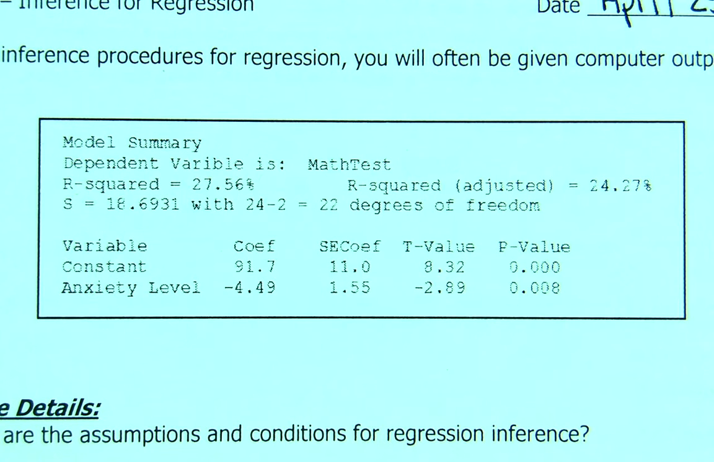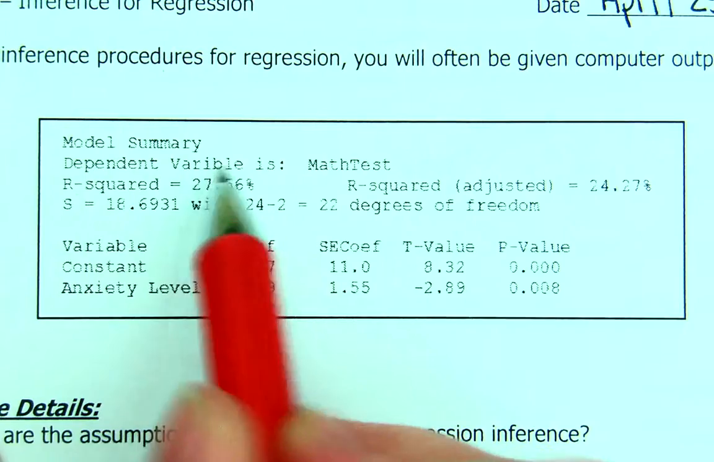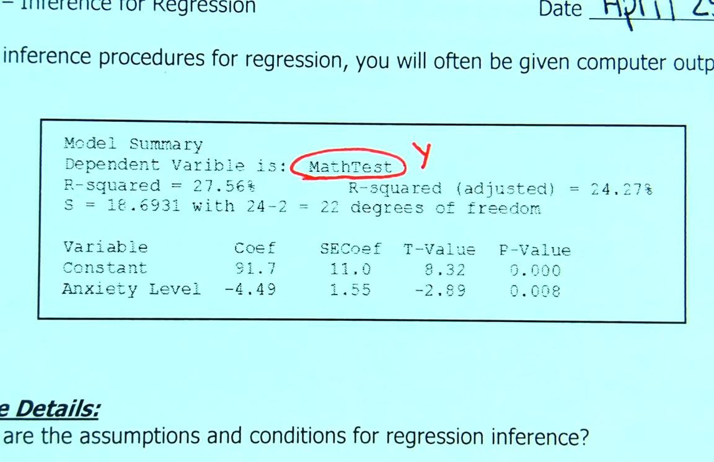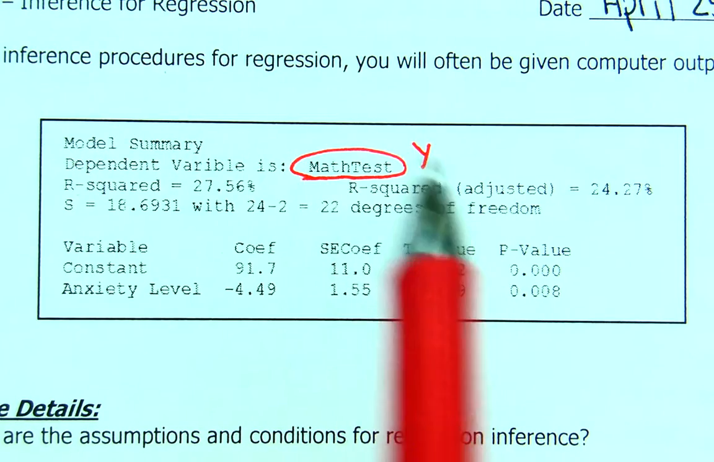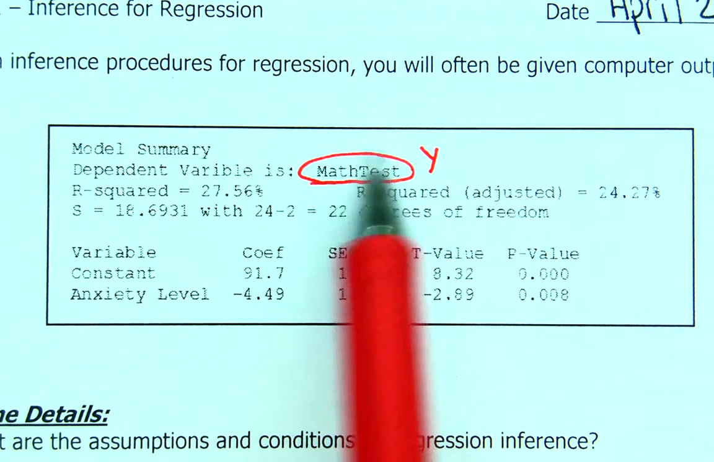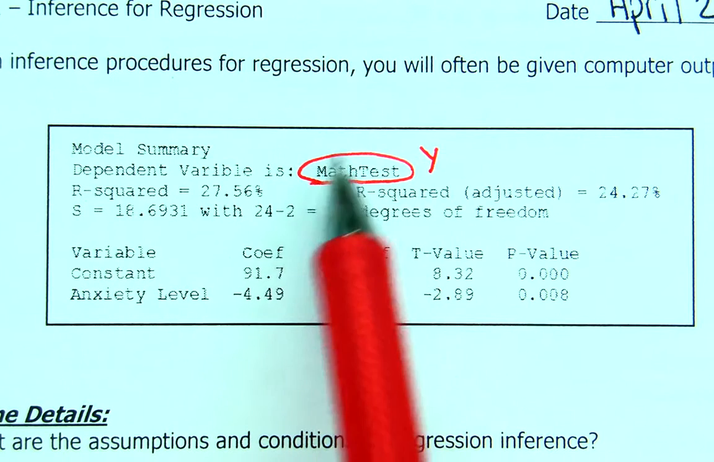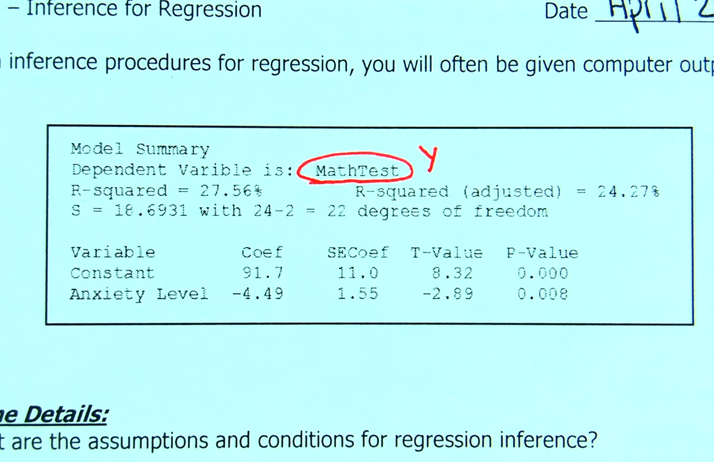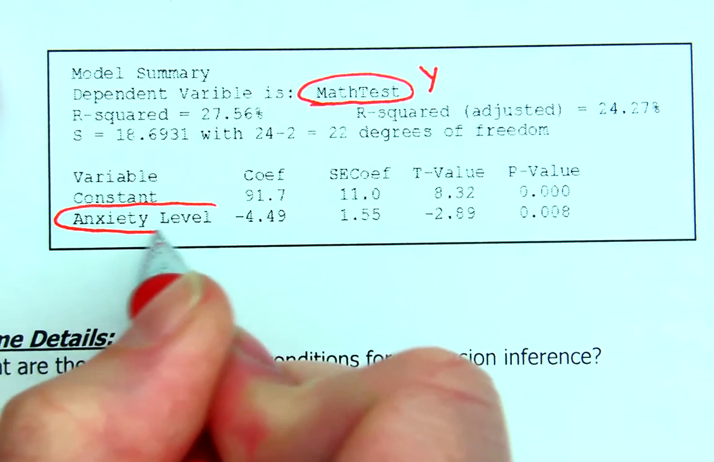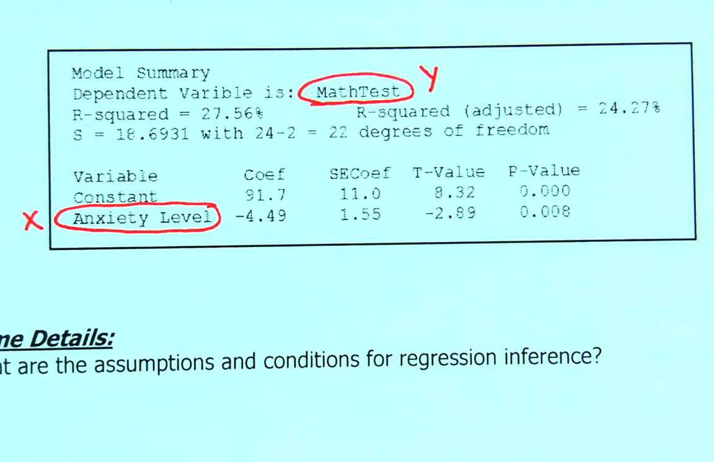So, dependent variable. This right here is our y variable. So anytime you see dependent variable, that's the y value. So if they're asking you to write a regression equation, this is what you put in place of y. So you would put math test with a hat over it. That's that part of your regression equation. On farther down over here, anxiety level, that's your x variable. So that's your x and y.